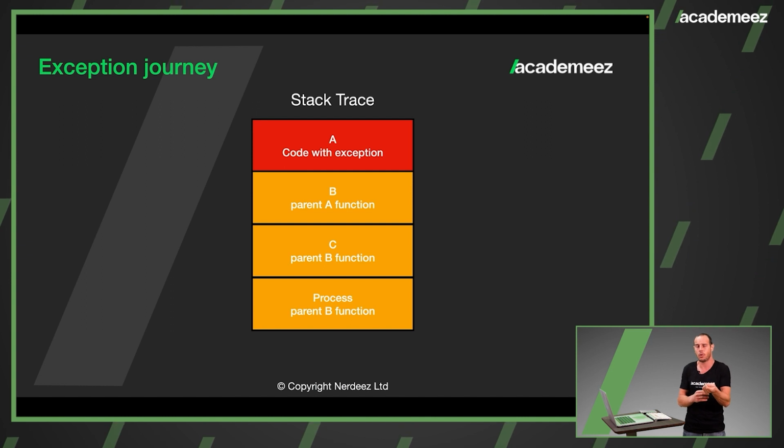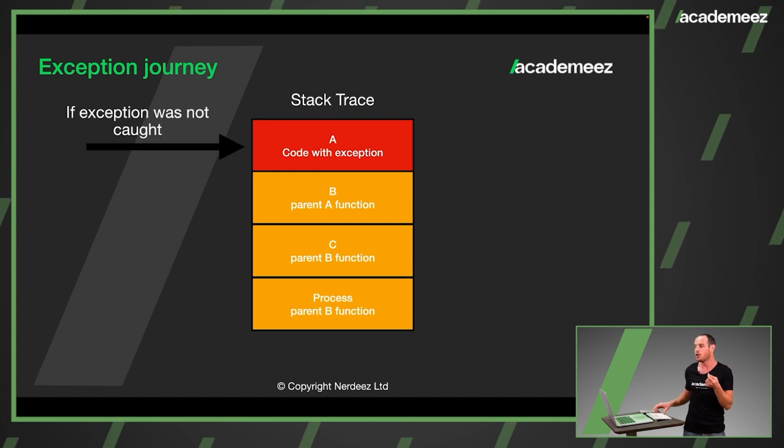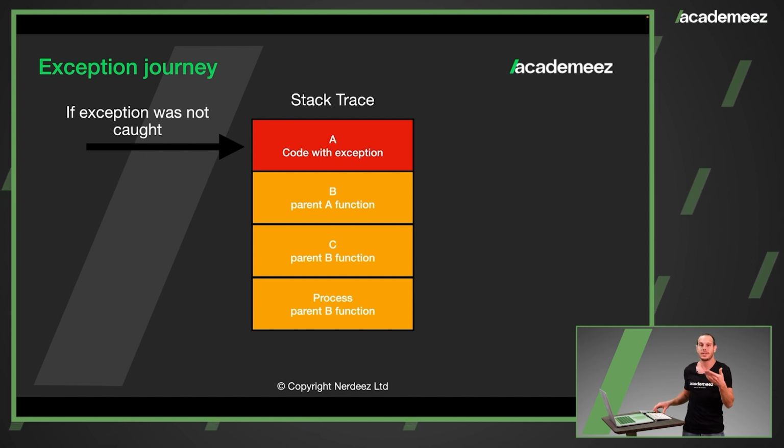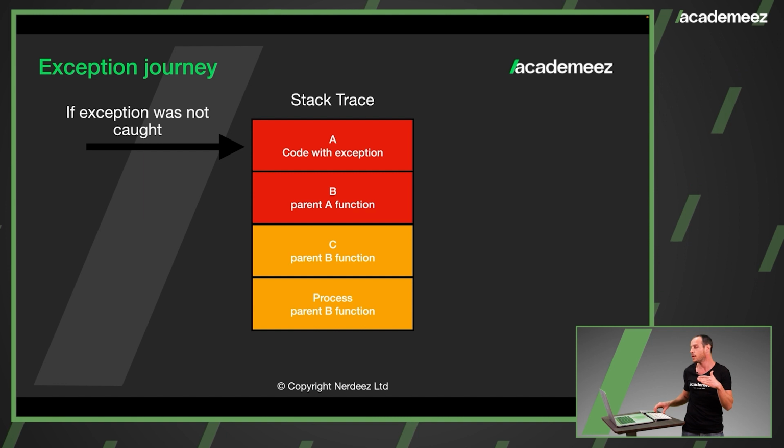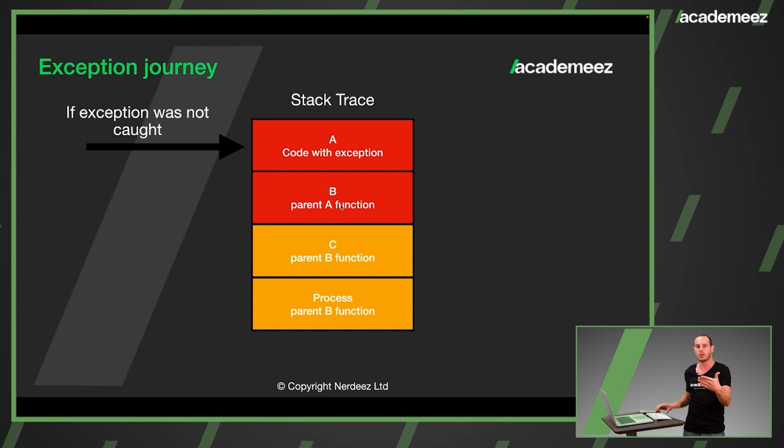So what happens when you have an exception in your code? Let's say we have a code A with an exception. What happens now depends on what you're doing with that exception. If that exception was not caught, the exception is moved a level down. This means that whoever is called parent A, that exception now happens on the code B that called the code A.